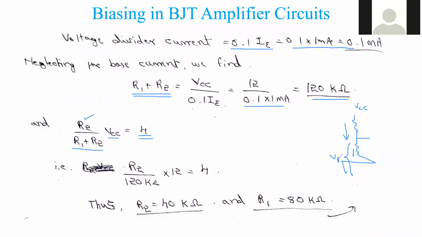VB is the voltage divider rule. What it says here: the resistor value is R2, into the total voltage coming to this resistor, VCC, divided by the total resistor R1 plus R2. Clear? So this is done.